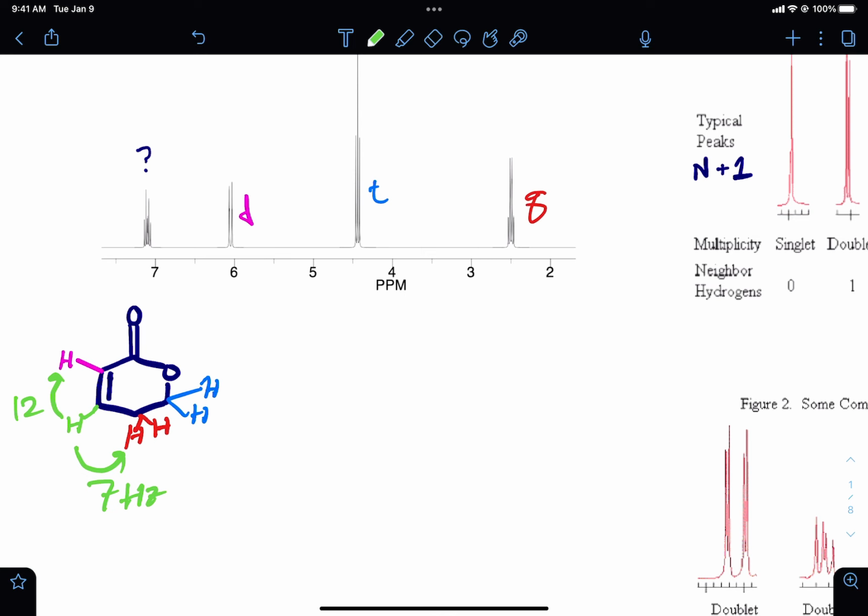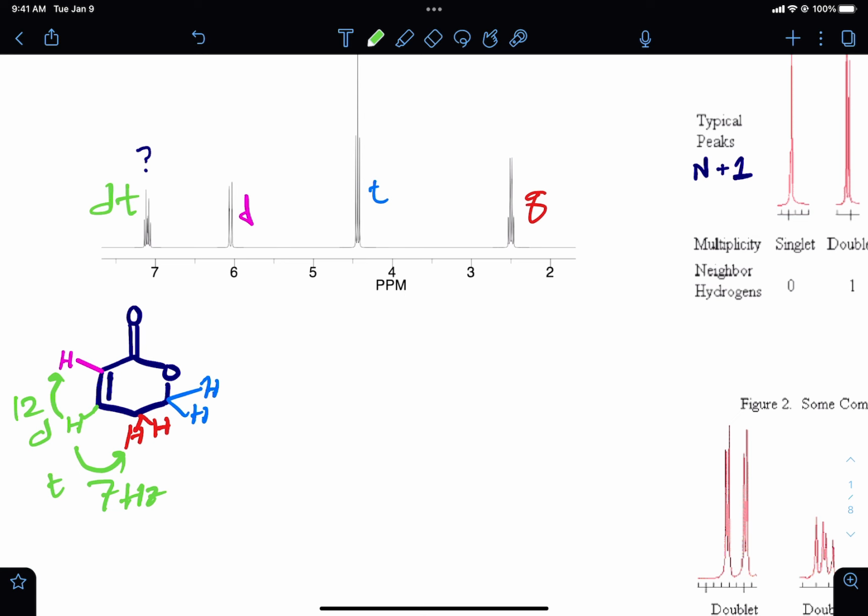You'd expect the green to couple with the reds to make a triplet. You'd expect the green to couple with the pink to make a doublet, and those would both be different, but they're inherently interacting. Green feels red and green feels pink. So this we could conclude just based on the structure. We have a doublet and a triplet. The doublet is the larger coupling constant. So we would call this a doublet of triplets.